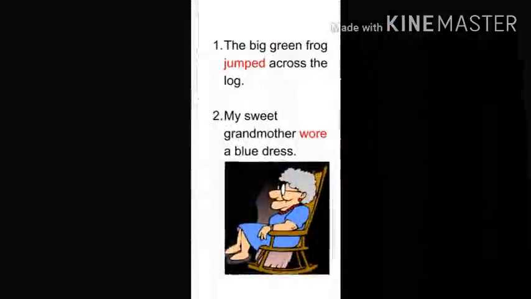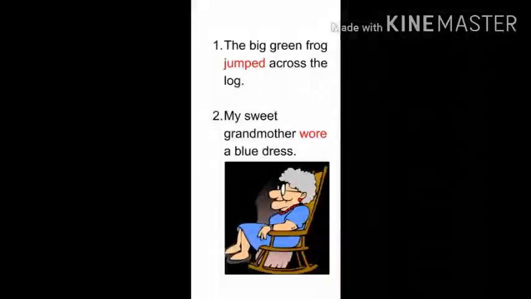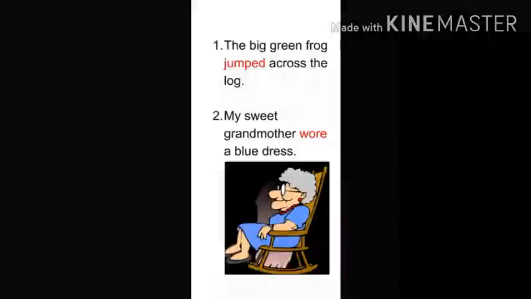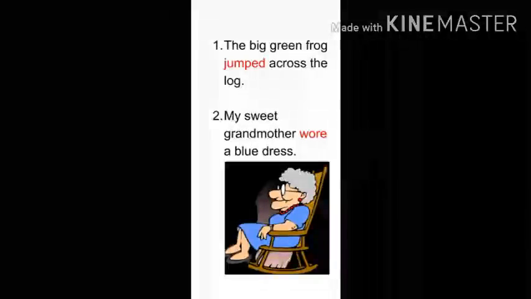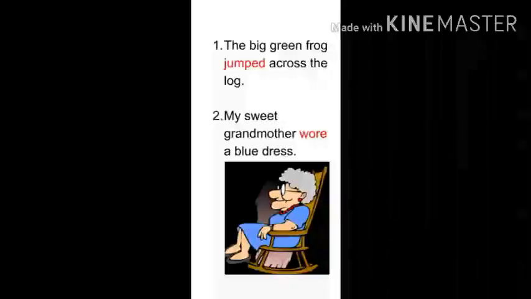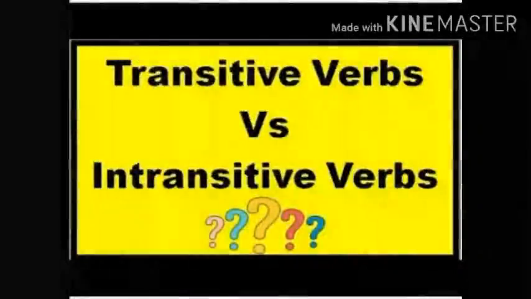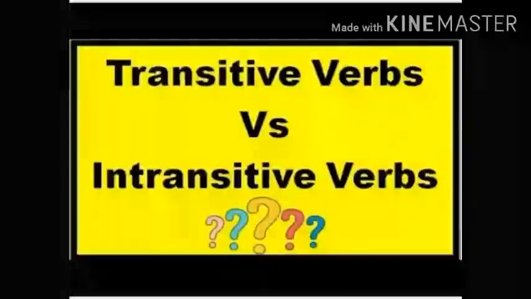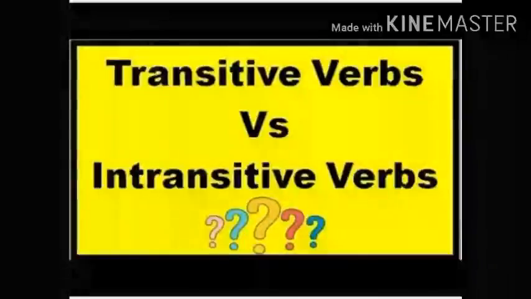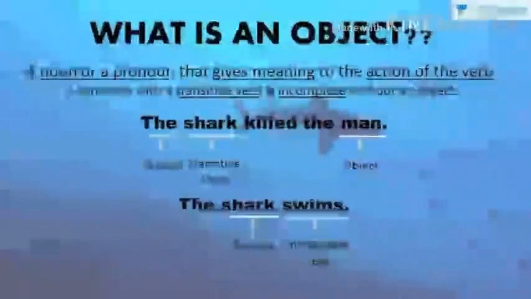We can say the action performed by the subject is the verb. See the first example. The big green frog jumped across the log. What did the frog do? It jumped. So jumped is the verb. Next sentence is, my sweet grandmother wore a blue dress. Here the word wore is the verb. Verbs are of two kinds, transitive verbs and intransitive verbs. But before we talk about the transitive and intransitive verbs, you must know about the object in the sentence. So let's see what an object is.